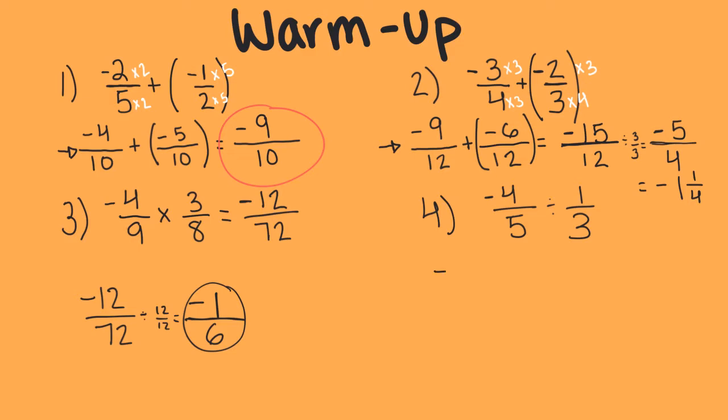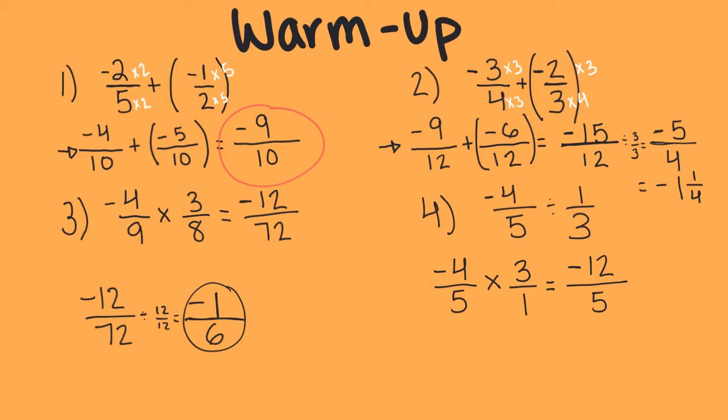So I'm going to keep my first fraction. Then I'm going to change my sign to multiplication, and then I'm going to flip my next fraction. All right, now that we've had this set up, let's go ahead and multiply our numerator, and then we'll multiply our denominator. So I have negative 4 times 3. Because I have a negative times a positive, it's going to give me a negative value. So negative 4 times 3 is negative 12. Over 5 times 1, which is 5.